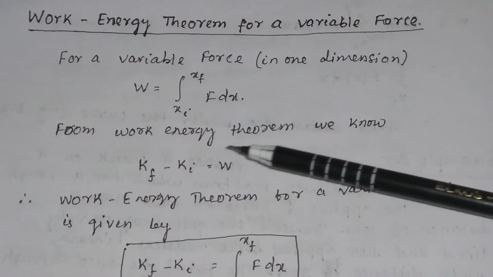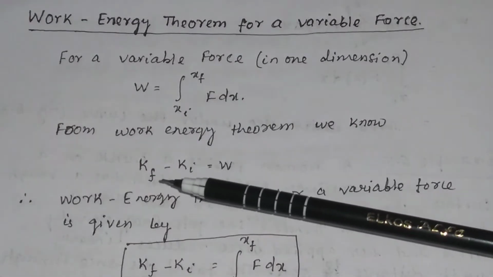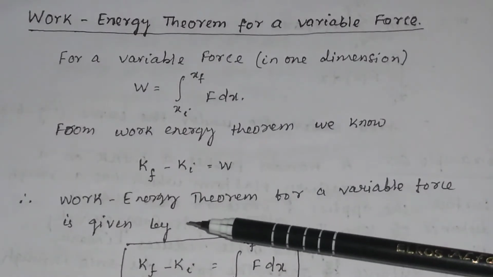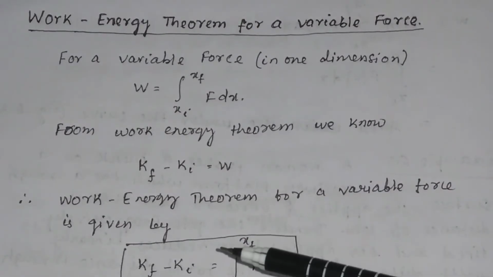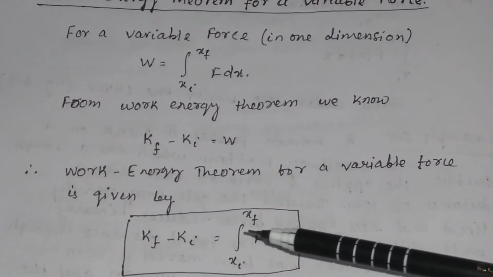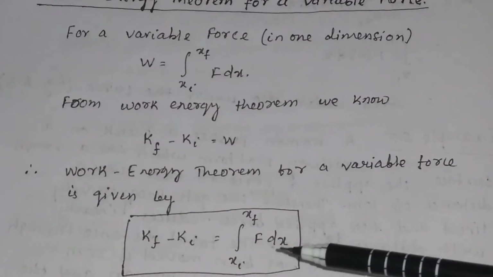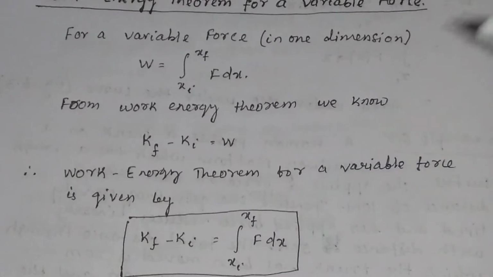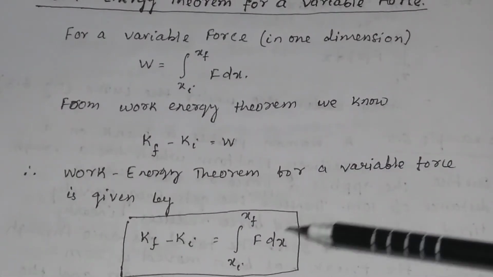And from the work energy theorem, we know the work done is equal to the change in kinetic energy, that is final kinetic energy minus the initial kinetic energy. So we may write the work energy theorem for a variable force like this: kf minus ki, the difference in kinetic energy, is equal to the work done by the variable force, the integration of f dx from xi to xf. So we have to prove it. So let us prove this statement, that is the work energy theorem for a variable force.